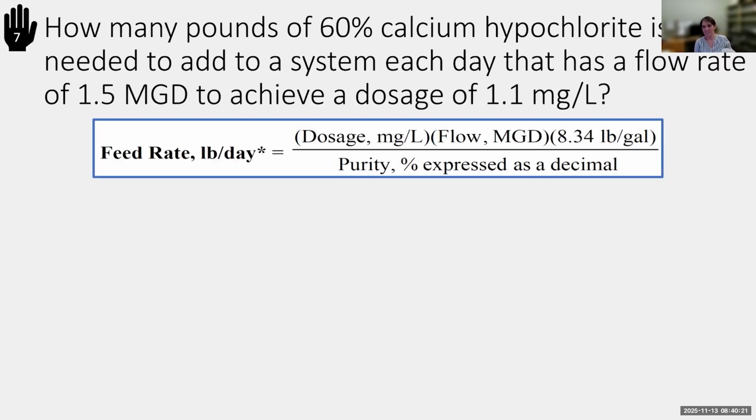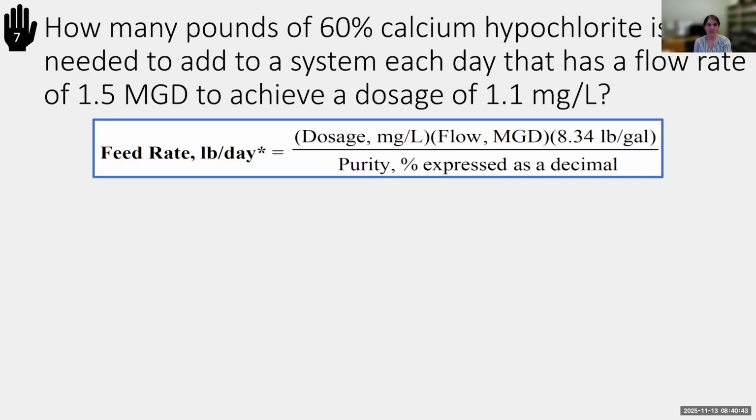Okay, so let's move on to the math. Let's do an equation. We are asked how many pounds of 60% calcium hypochlorite is needed to add to a system each day that has a flow rate of 1.5 million gallons per day to achieve a dosage of 1.1 milligrams per liter.